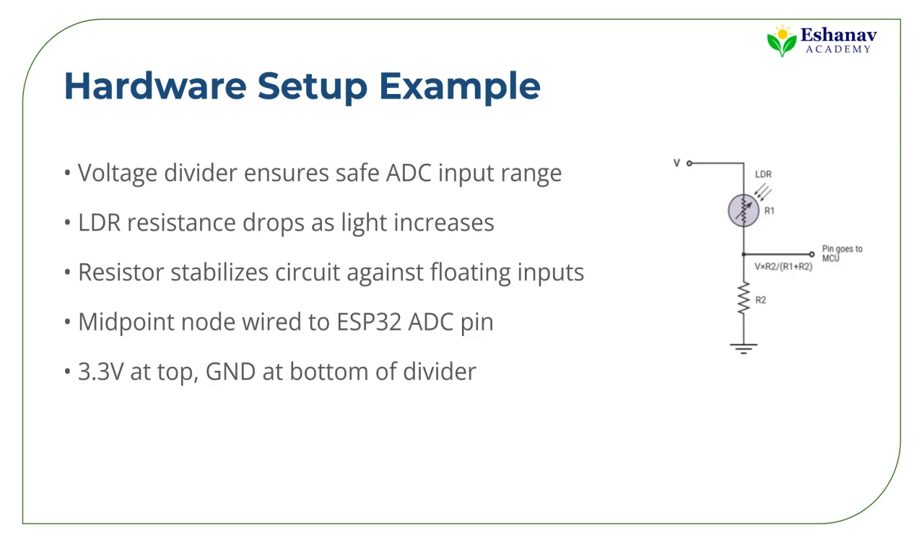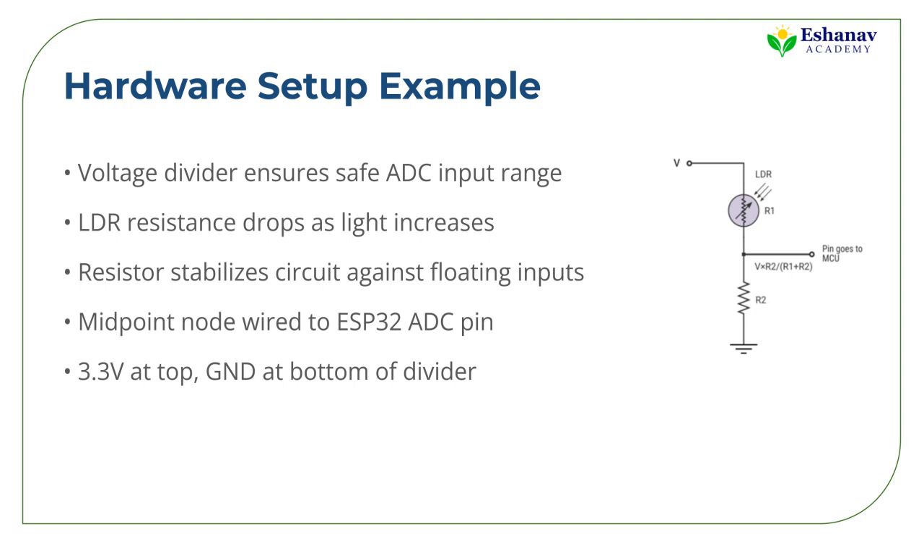Let's wire an LDR using a voltage divider. The idea is simple. Connect one leg of the LDR to 3.3 volts, connect the other leg both to the ADC pin and to one side of a 10K resistor, then ground the other side of that resistor. This way, as the LDR's resistance changes with light, the voltage at the ADC input shifts proportionally.